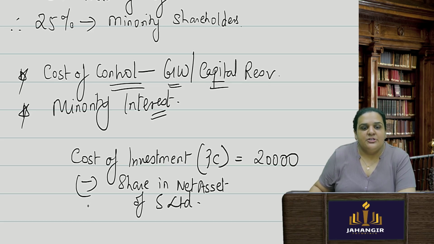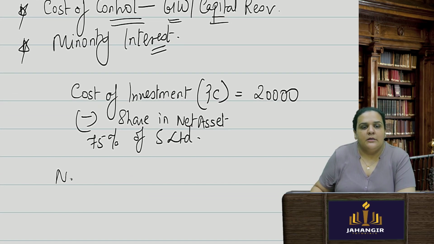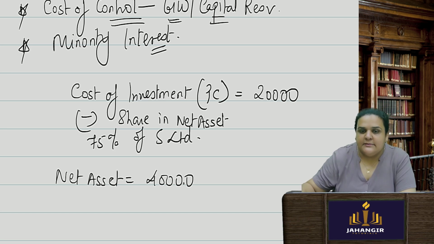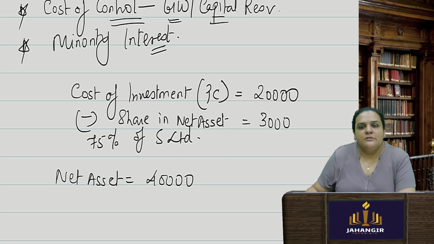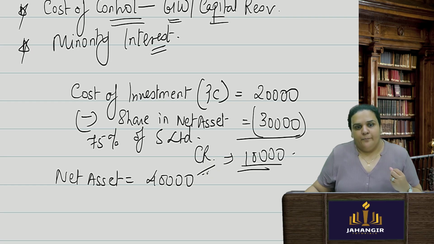How much will be my share? 75%, no? So if I tell you the total net assets is say 40,000, then 40,000 into 75% will give you 30,000. So your share in the assets of S Limited is 30,000. You paid only 20,000, so you got 10,000 as a profit. This will be treated as your capital reserve. This is the basic thing which we will have to do.